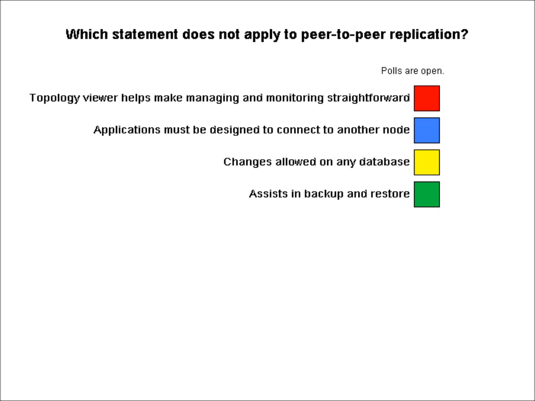All right, well, let's take a look at a couple of questions as we look at our availability. So which statement does not apply to peer-to-peer replication? So here we're looking for what does not apply. I see some people hitting some of the things that we just talked about. So what does not apply? Again, some of the things that do not apply to peer-to-peer replication.